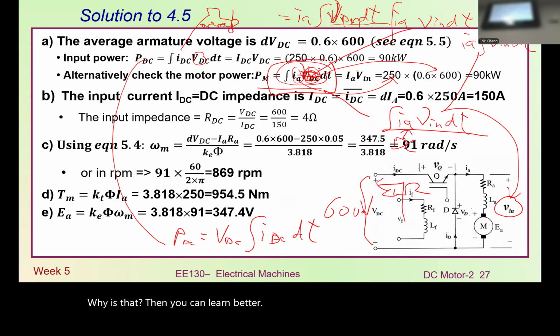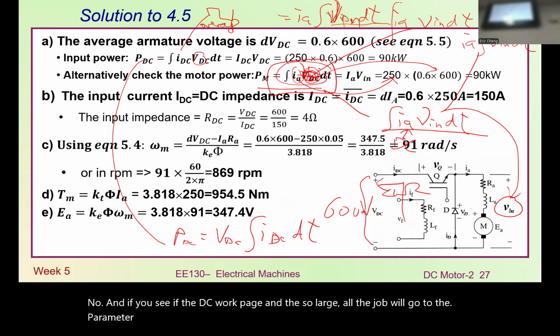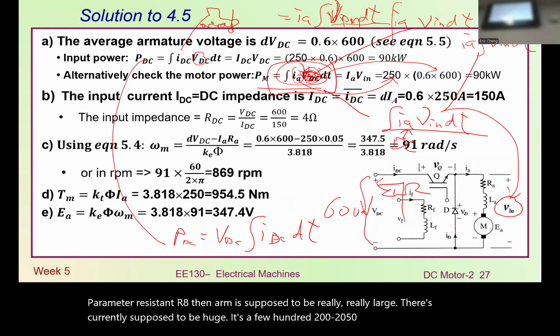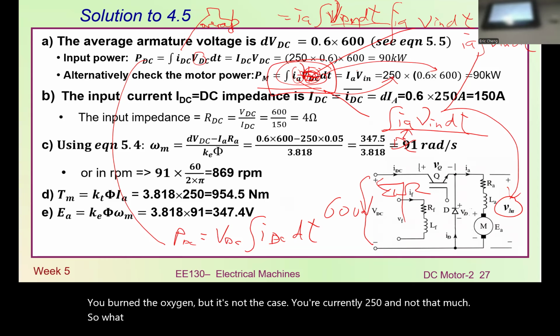The RPM's too low. Say again, the RPM's too low? No. If the DC voltage and the back EMF differ by so much, all the voltage drop will go to the armature resistance RA. Then R is supposed to be really large and the current is supposed to be huge. It's 250 volt applied to the armature resistance, impossible. You burn the armature resistance. But it's not the case. The current is only 250 amp, not that much.